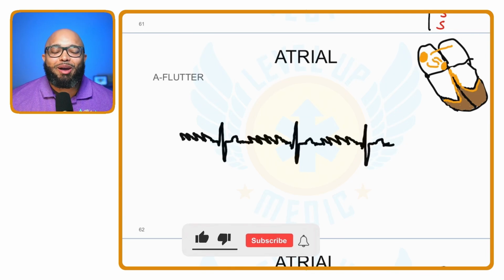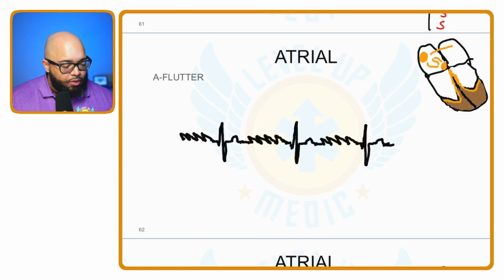All right, so the next thing we're going to talk about is A-flutter. So this is atrial flutter. Now, one thing that immediately jumps out at you is the pattern of the P waves. Obviously, you may have memorized that it has a sawtooth pattern, like the teeth of a saw.